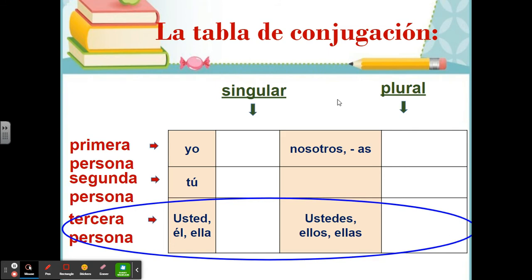I don't know why the usted and ustedes was circled again. It should have just been él, ella. But again, I'm not re-recording. Okay.